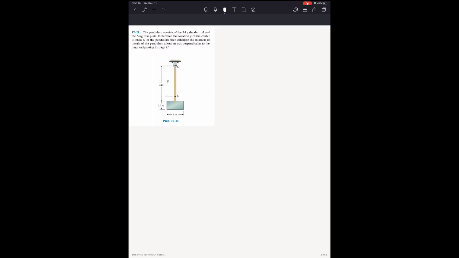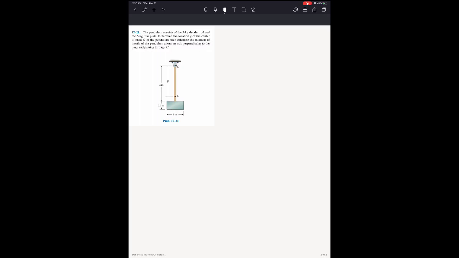First of all, before I get into this too much, an axis perpendicular to the page, that's the case for every 2D problem in general. We're always talking about an axis perpendicular to the page. So don't read into that too much. That is always the case.